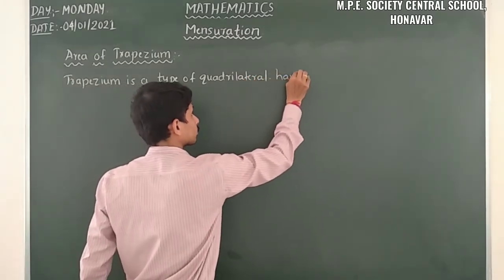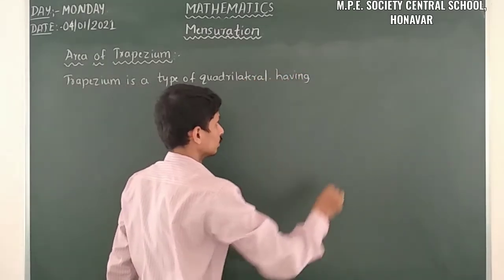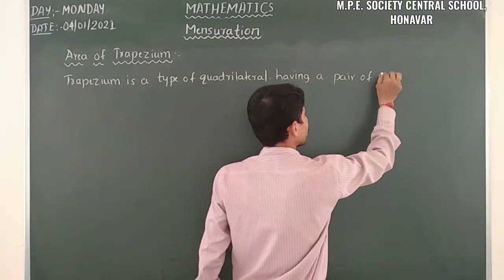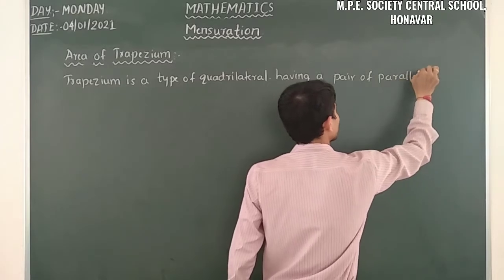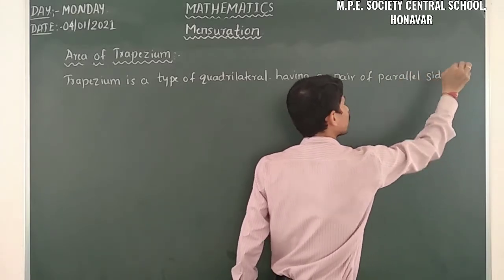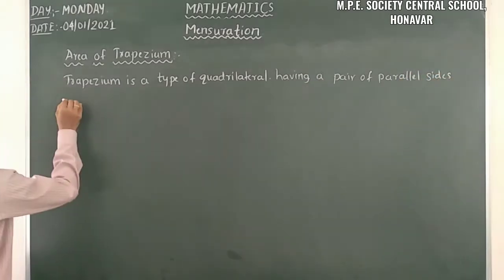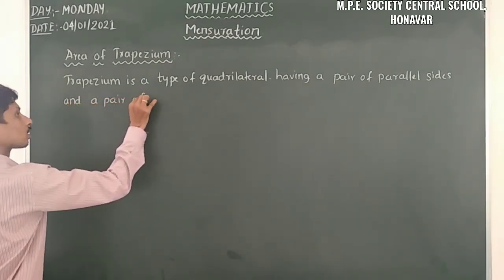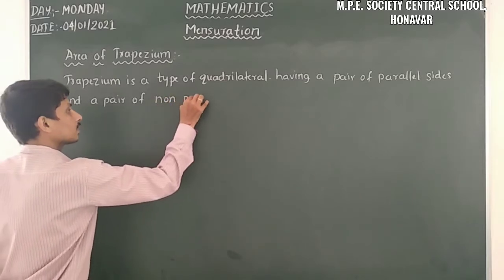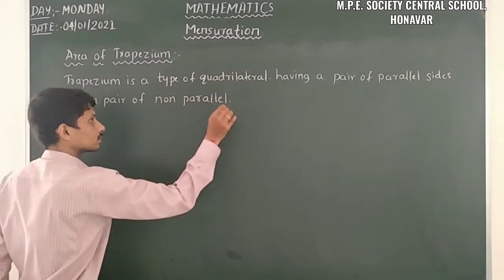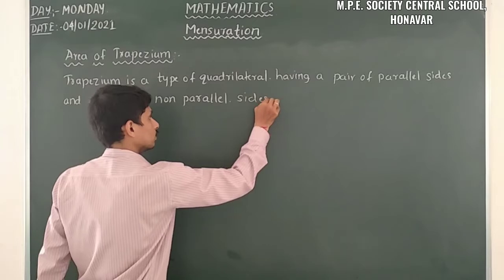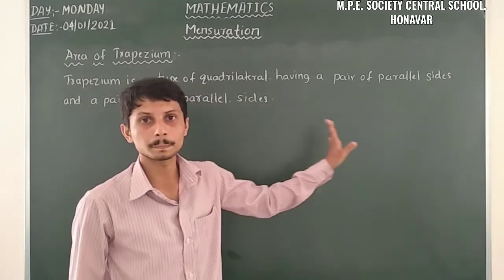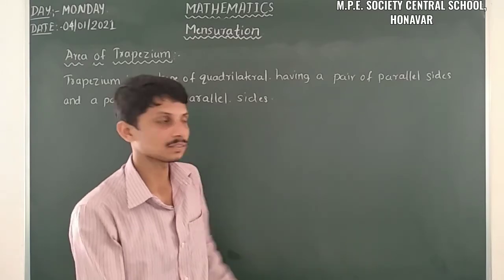A trapezium is a quadrilateral having a pair of parallel sides and a pair of non-parallel sides. So let us draw a pictorial view of a trapezium first.